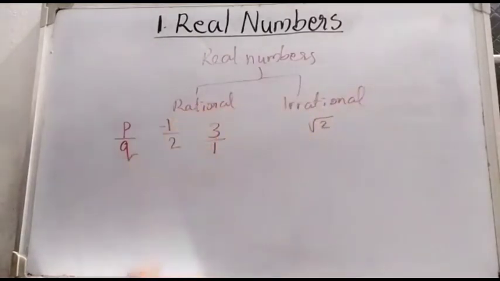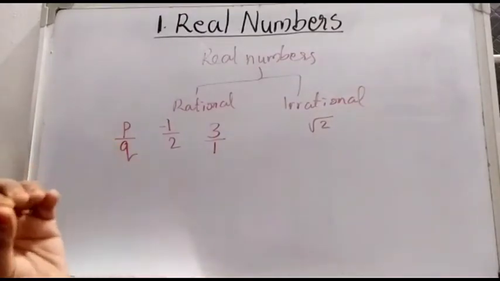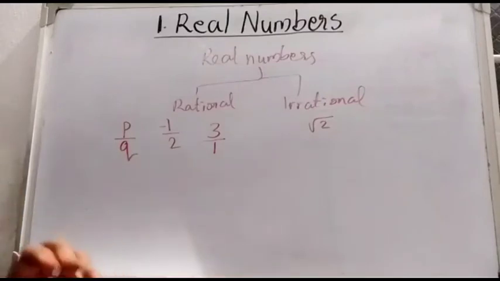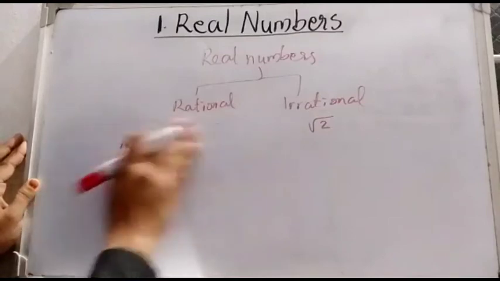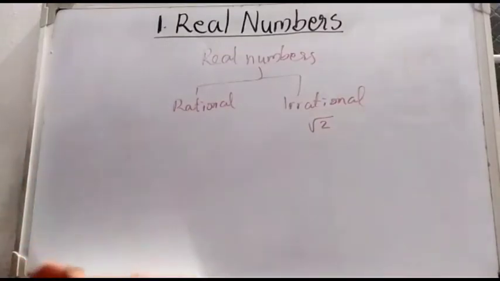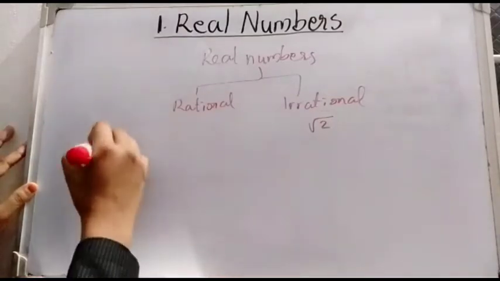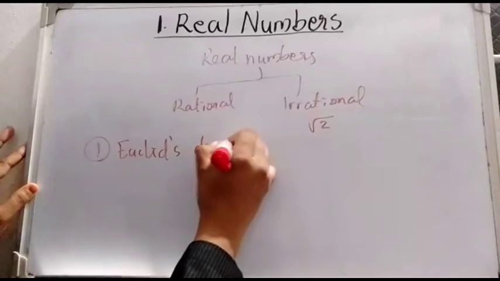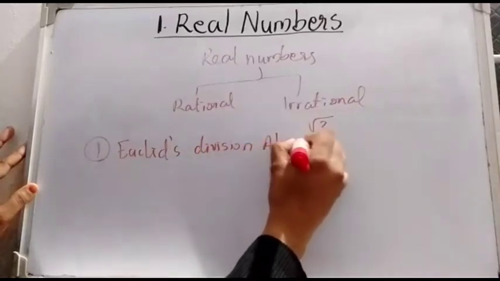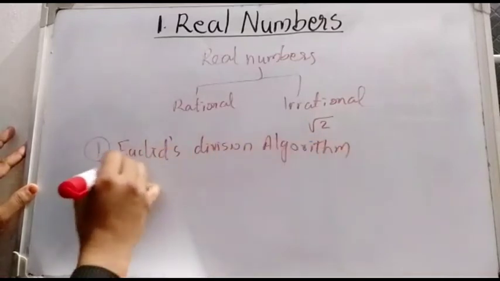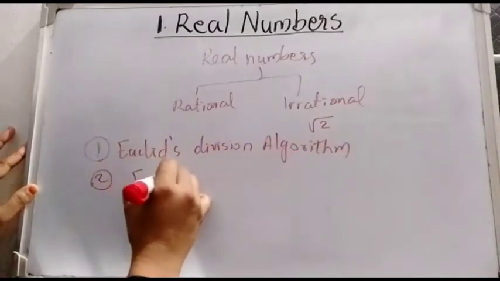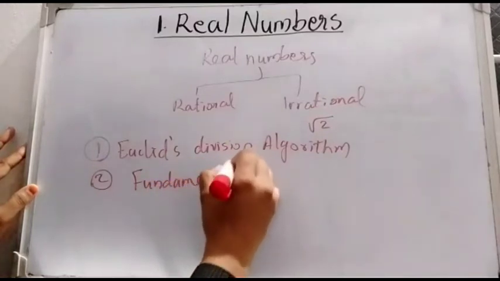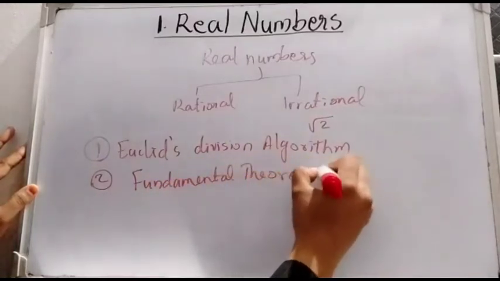First we are going to discuss some properties of rational numbers. Here we are specifying properties of positive integers. We are not considering negative integers. So there are two properties. First one, Euclid's division algorithm. And second one is fundamental theorem of arithmetic.